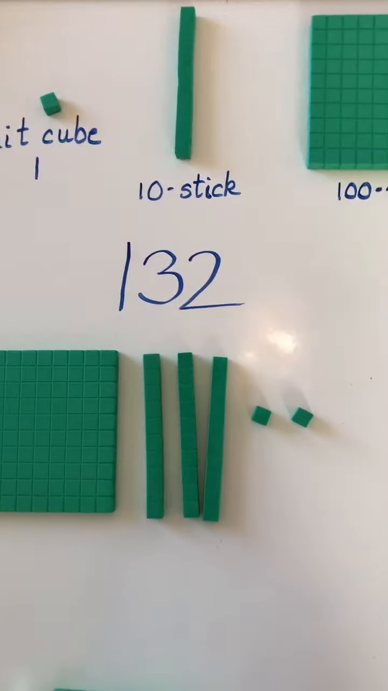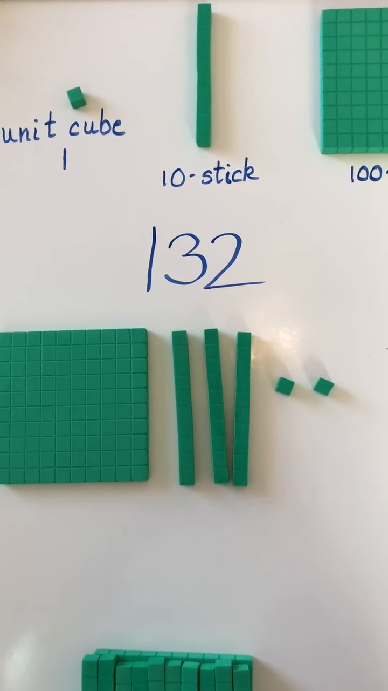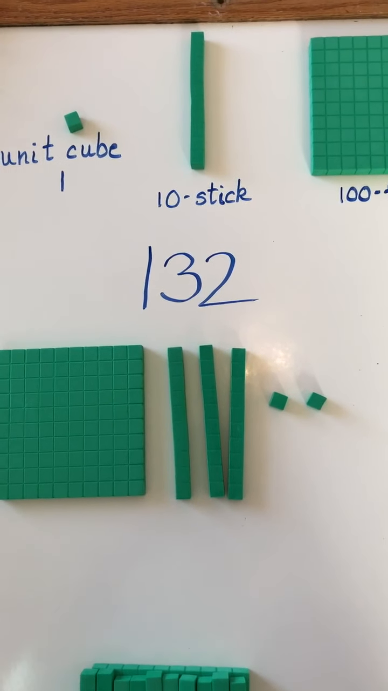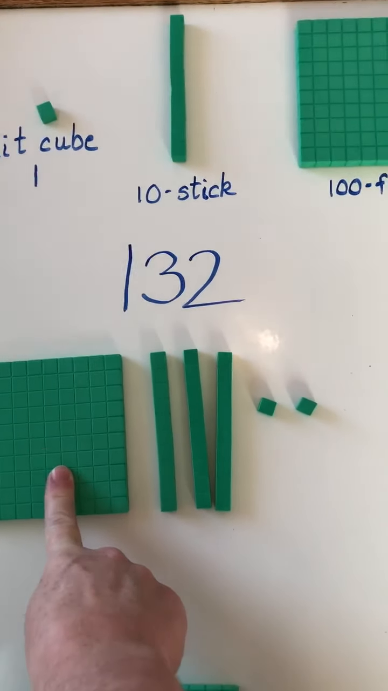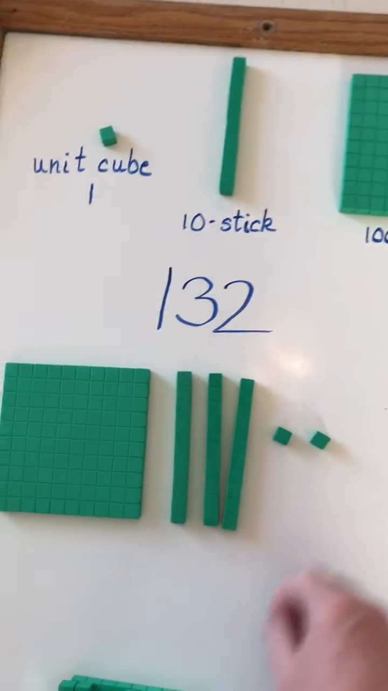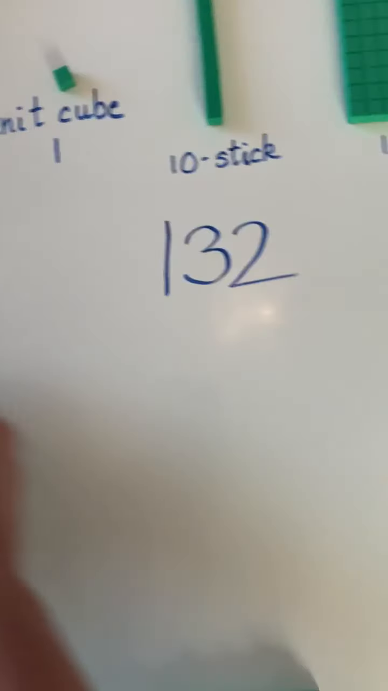Okay, and we could show all kinds of numbers using these. I could do a big number like 595. Okay, I could use 5 100 flats, 9 10 sticks, and 5 unit cubes for 595. And we will be doing more of those later.